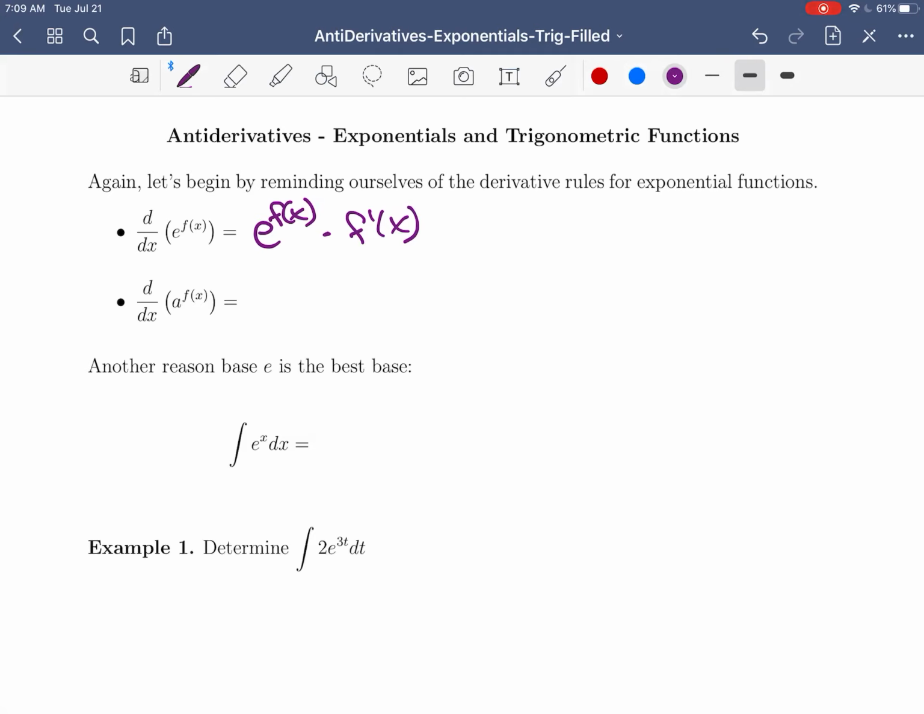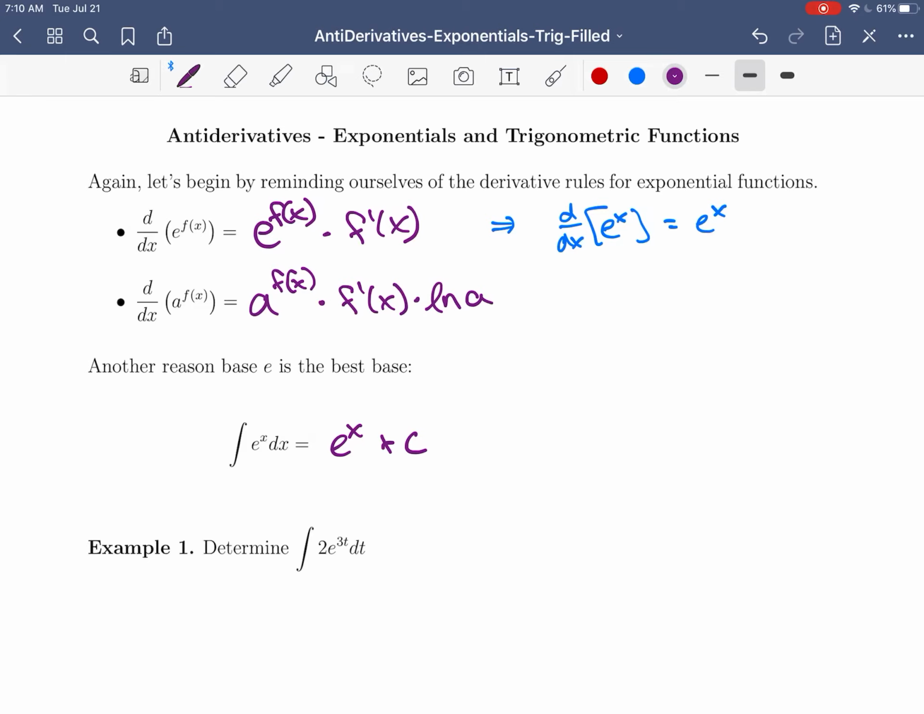and then we multiply by the derivative of the exponent. Okay, now if you have a different base, so a base other than e, you get the same thing. So it's a to the f of x times f prime of x, but you also have this extra factor of ln a. Okay, so these are going to be important when we try to undo these types of derivatives. So because of this, if I just had the derivative of e to the x, it's just e to the x. So this is another reason why base e is the best base, because the derivative is e to the x, which means that the antiderivative is also e to the x.